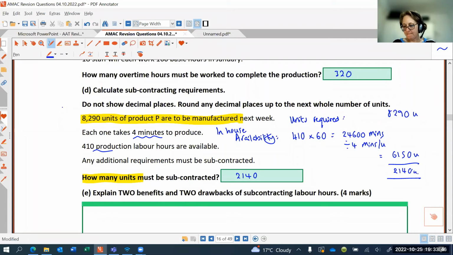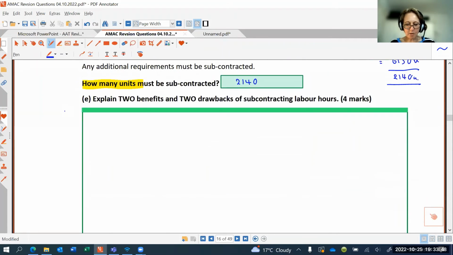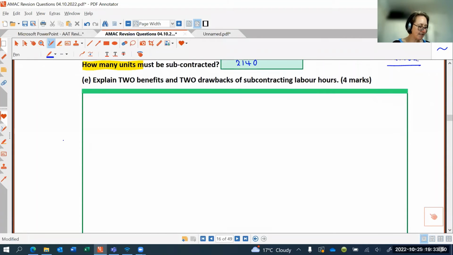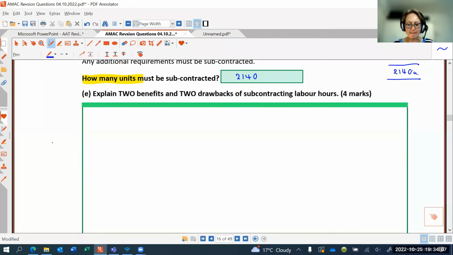Right. So part E of the question then, we're going to finish with this bit today. Then we're going to come back and look at part F next time, because part F is like a full question in itself. And I don't want to rush through it because it's a written bit, and I know nobody really likes written bits. So I want to make sure that we get time to do it properly. So here in part E, to explain 2 benefits and 2 drawbacks of subcontracting labour hours.